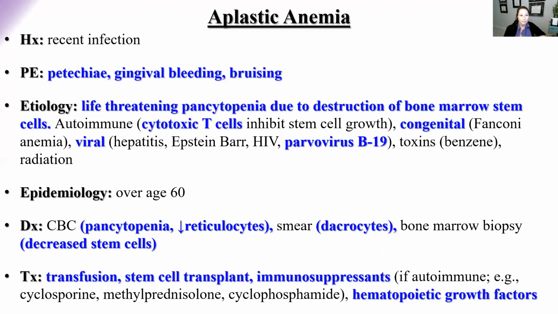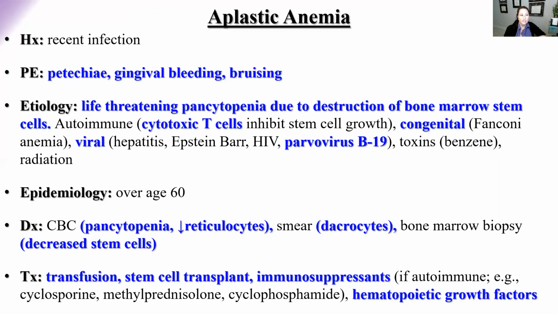This can be autoimmune. So cytotoxic T cells can kill off that stem cell growth. This could be congenital, something called Fanconi anemia that we'll talk about. This could be due to a viral infection: hepatitis, Epstein-Barr, HIV, parvovirus B19. Remember, parvovirus B19, we talked about this one in our dermatology unit, Fifth disease. Parvovirus B19 can cause an aplastic anemia.